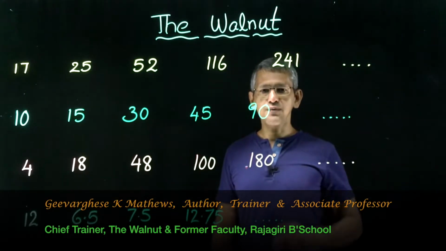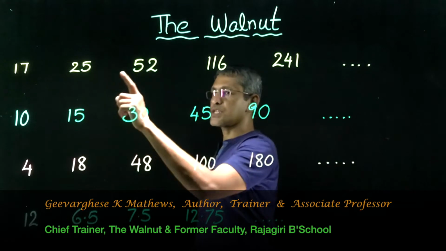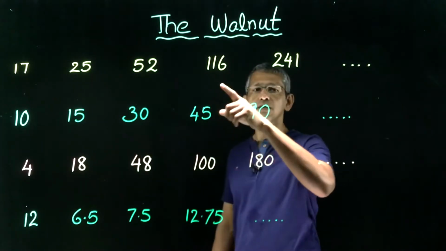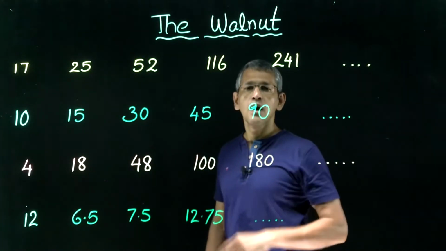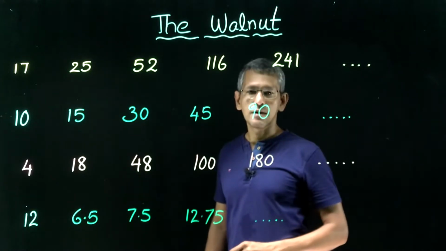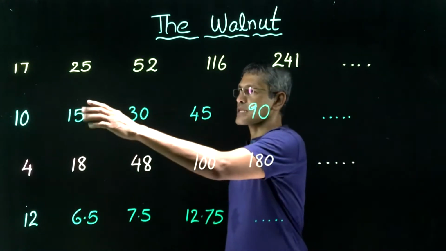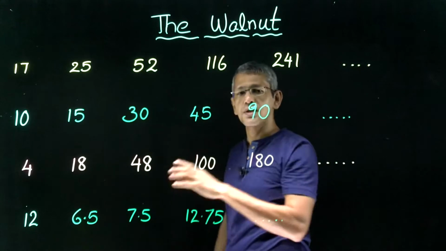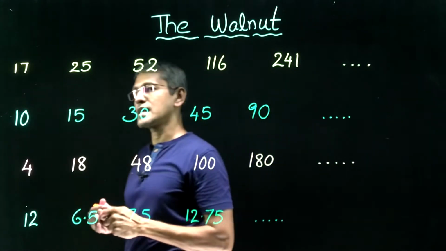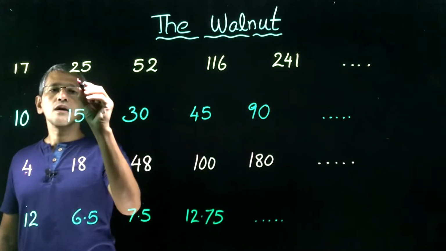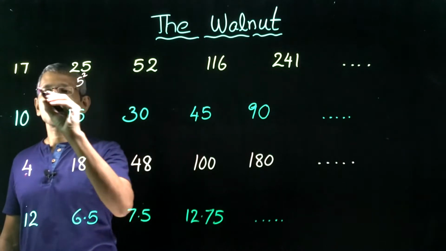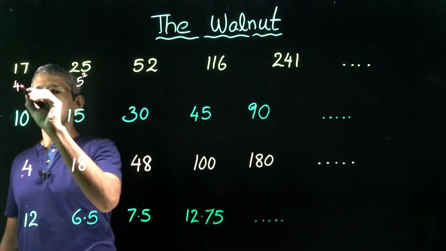The first question we have here: 17, 25, 52, 116 and 241. What kind of pattern do we have here? Let's take a quick look at it. 17, 25. At a glance, 25 is 5 square and 17 is 4 square plus 1.